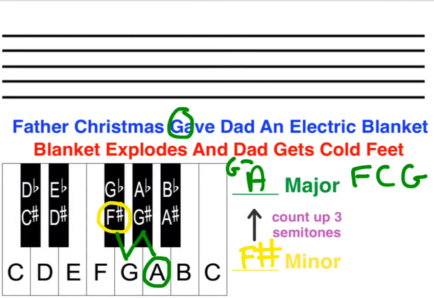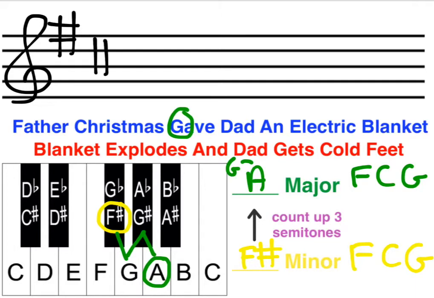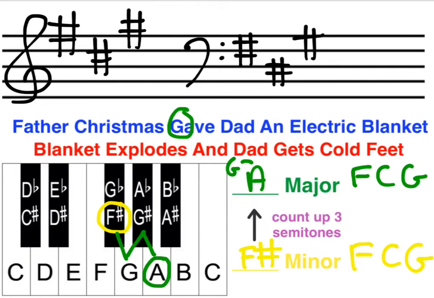So if A major has F, C, and G, F sharp minor also has F, C, and G in its key signature. And again, if you want to draw them out on the 2 most popular clefs, we'll start with the treble clef. We have F, C, and G. And in the bass clef, we have F, C, and G. So again, whenever you see 3 sharps, it could signify A major or it could signify F sharp minor.